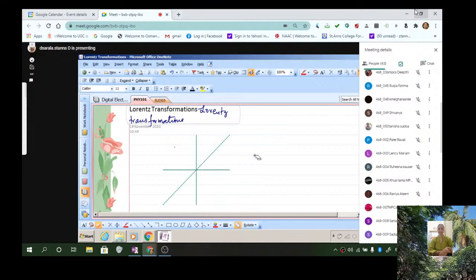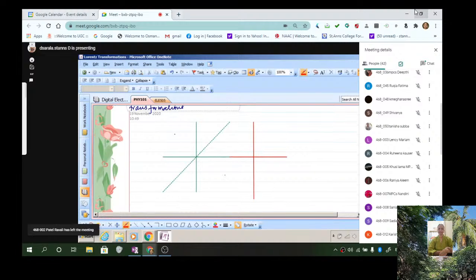I should draw this a little differently from what you have. So let me draw it like this. This is my x-axis, this is my y-axis, and this is my z-axis. So you have once again two frames of reference as before. Let's call this S and let's call this S prime, and S prime is moving, as before, with the velocity v.